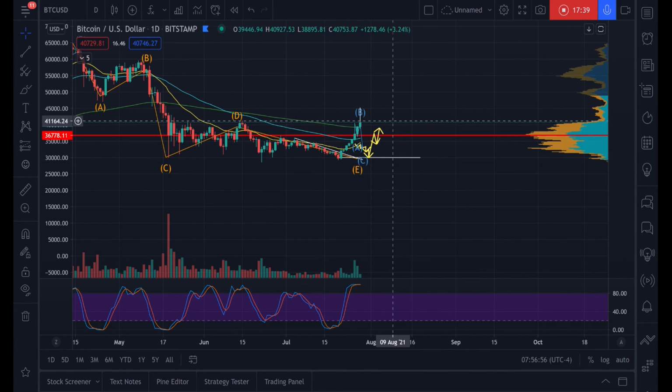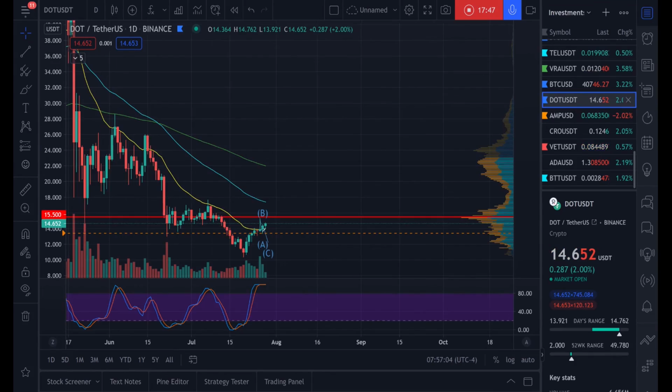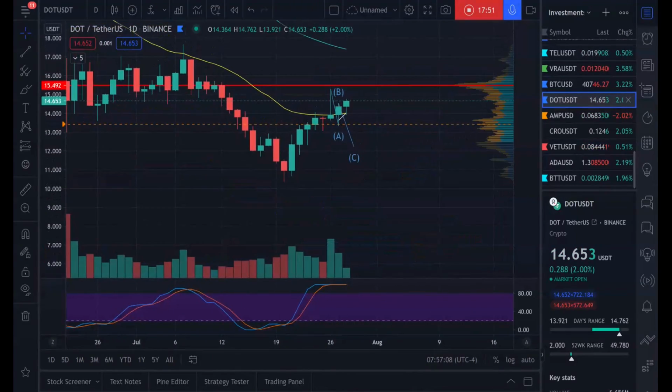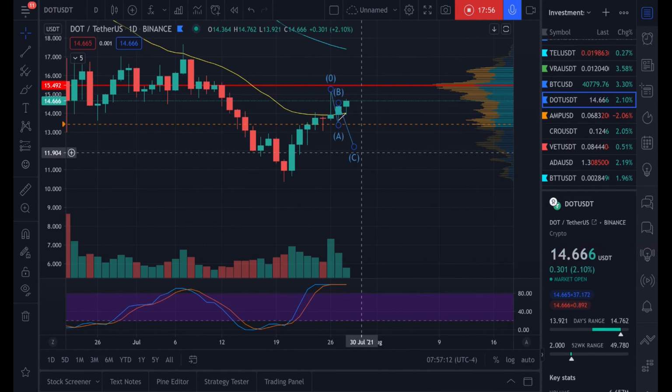This was a daily Bitcoin update. But again, this applies to other projects in the space, right? Yesterday, I looked at Polkadot. Same deal. I believe that Polkadot is experiencing that sort of UTAD or upthrust after distribution.